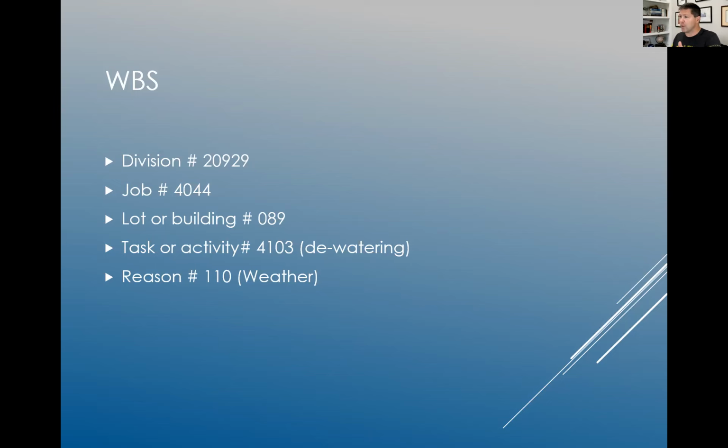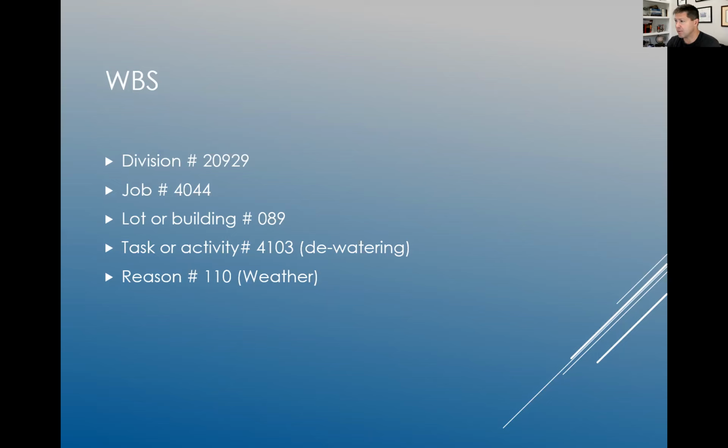So when you look at a work breakdown system, like the numbering systems, you're going to have your company designator, that would be your division number, your job number, lot or building number, task or activity number, and then the reason for that activity. This allows your accounting department to know exactly where you're spending every dollar. So they'll know who's spending it, what phase of construction it's for, what building it's for, what activity it's for, and the reason you're doing it.